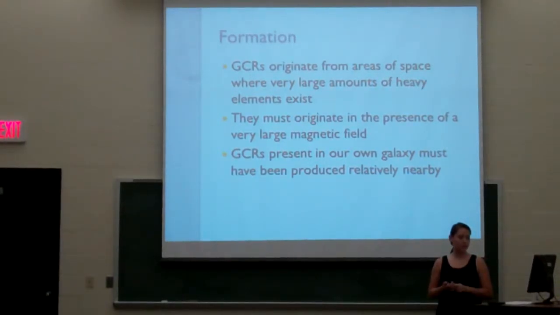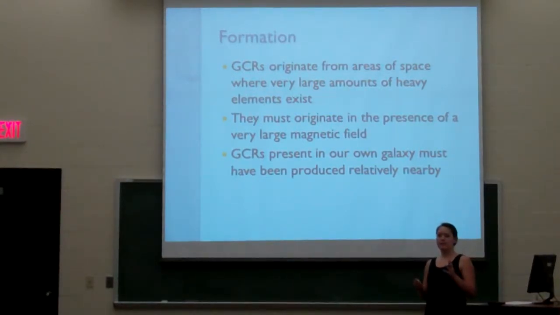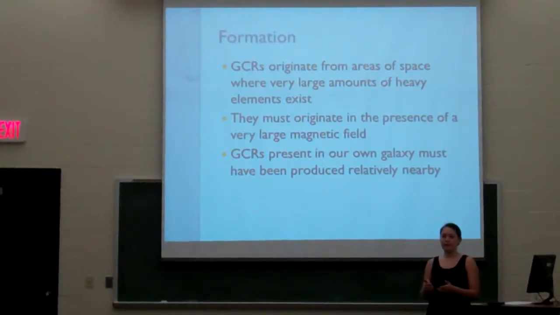For the formation of them, they originate from areas of space where very large amounts of heavy elements exist. Scientists have put this information together because the cosmic rays they have studied have a very high percentage of heavy elements in their composition, larger than the percentage of heavy elements in matter on Earth. So they can deduce from that that they have come from other areas in space that have higher concentrations of heavy elements.